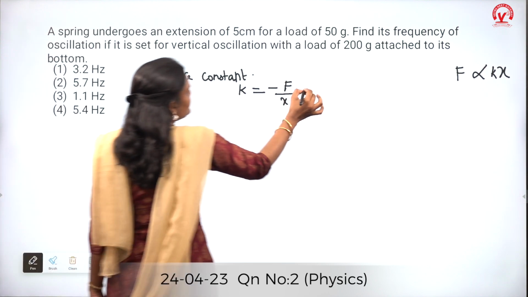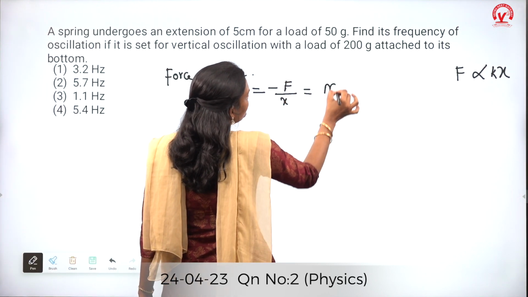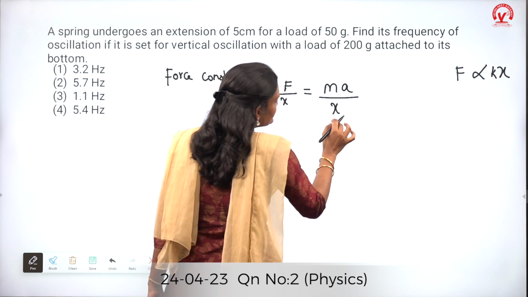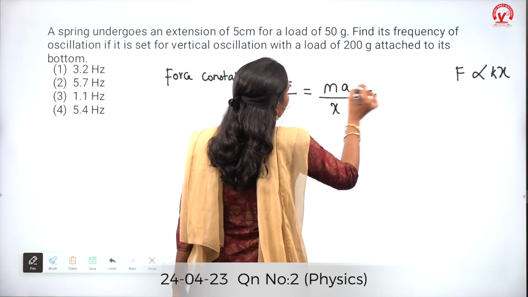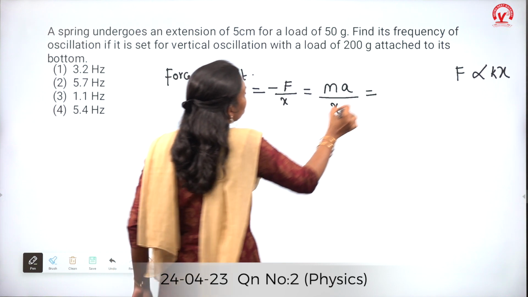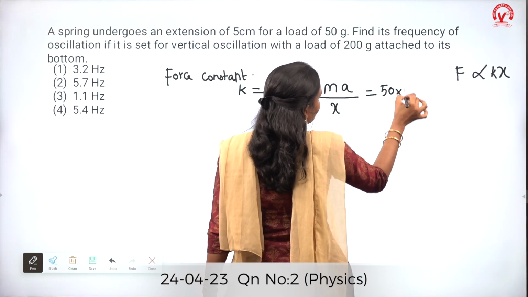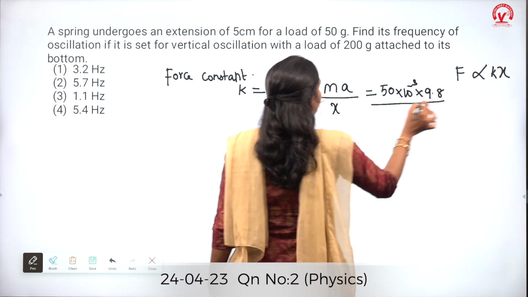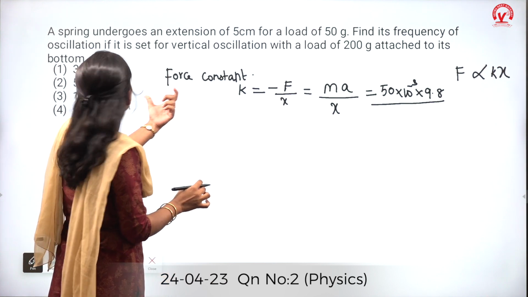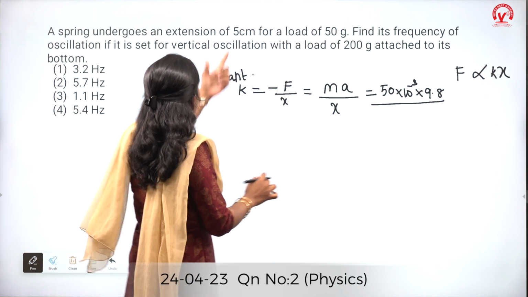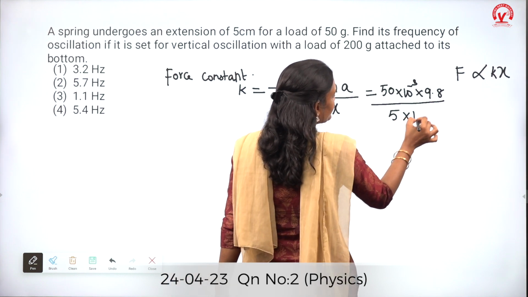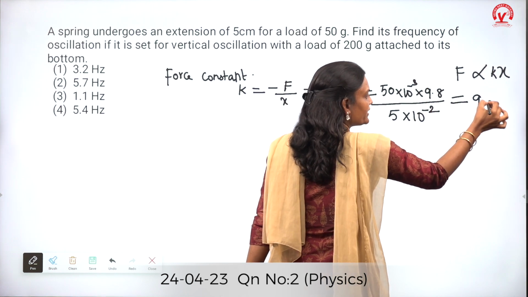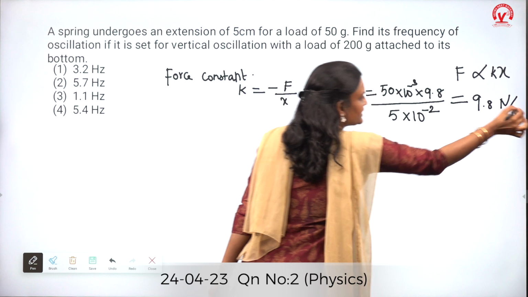Now this can be written as F is mass into acceleration due to gravity, that is mg, divided by X, where X is the distance of the object. The mass given is 50 grams, so 50 into 10 power minus 3, acceleration due to gravity is 9.8, divided by the distance, 5 centimeter, so 5 into 10 power minus 2. On substituting, you will get 9.8 Newton per meter.